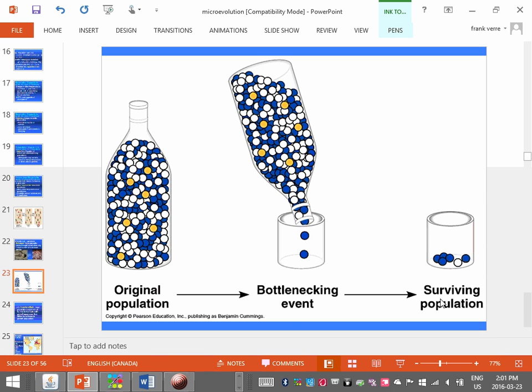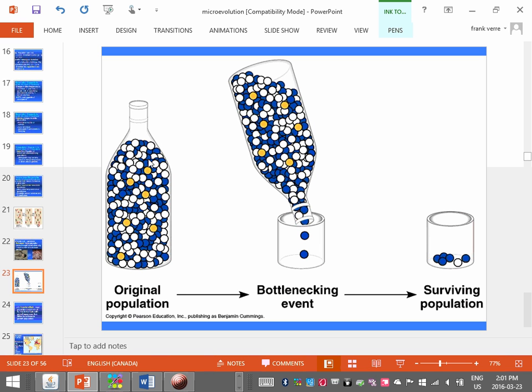Here you can see it visually. You start with a population. There's some catastrophic event. Could be a major drought, a landslide, an ice age, maybe an asteroid hits, an earthquake, a volcanic eruption, and you're left with a small population. Now, here's the thing. Look at this small population and compare it to the original population. There's no yellow. So what happened here? Randomly, the yellow got eliminated.